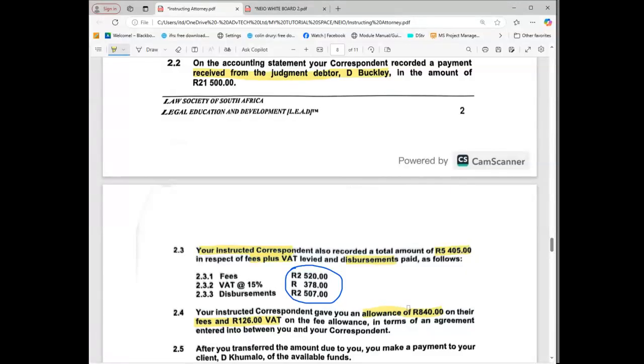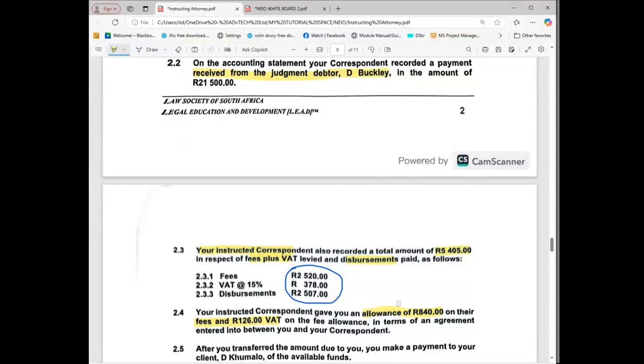Times 100. That's 1/3. Can you see now? Yes. So that is the 1/3 that comes from the correspondent. Remember, sometimes it can be 20%, sometimes it can be based on agreement.